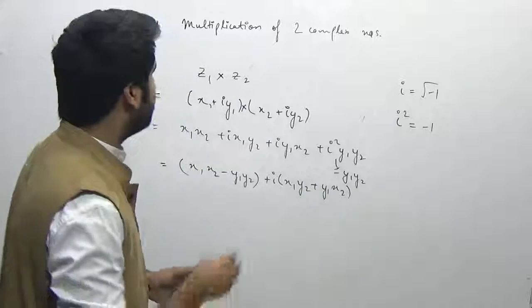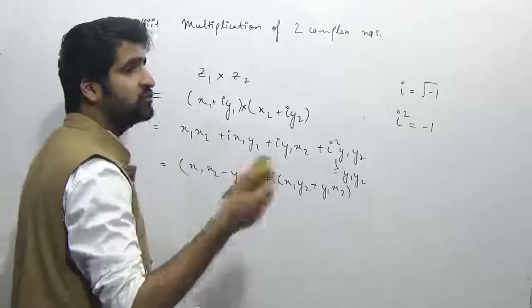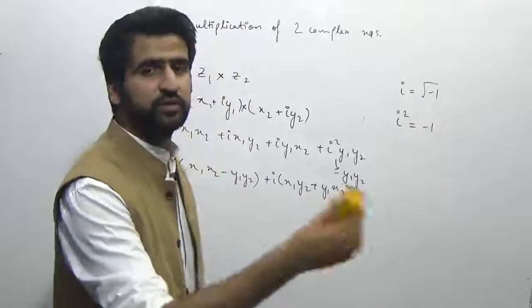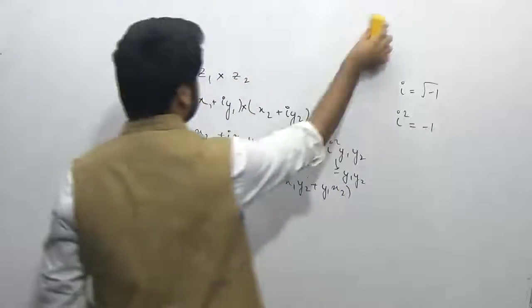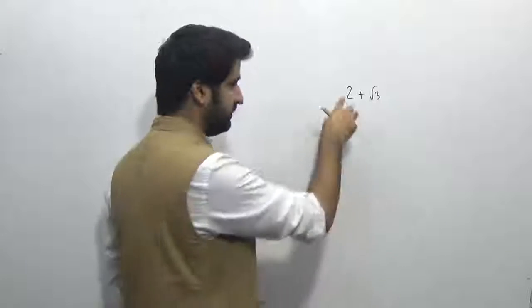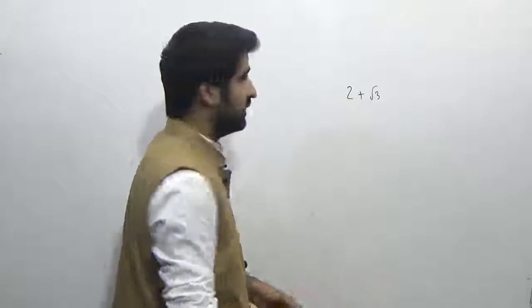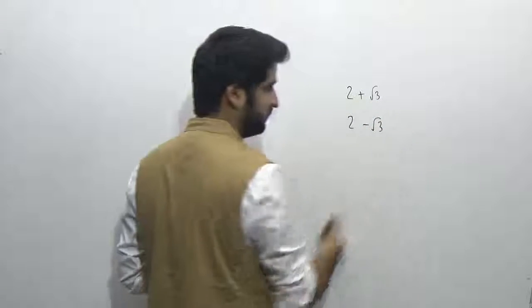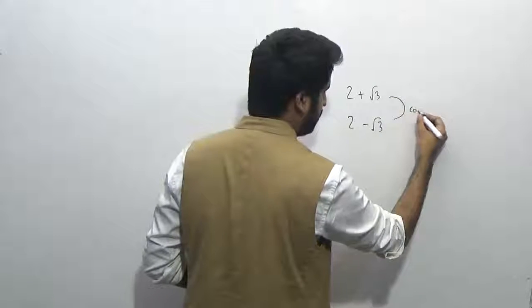Now I have to introduce a new term over here, which is conjugate. Before we discuss the division of two complex numbers, I have to tell you what is the conjugate of a complex number. As we studied in quadratic equations, the roots always occur in conjugate pairs. If one of the roots is 2 plus root 3, and here I am talking about the real roots of a quadratic equation, then the other root has to be 2 minus root 3. These two are called conjugate roots.